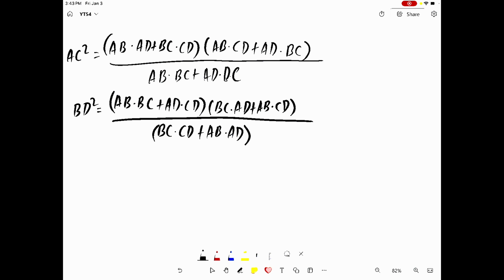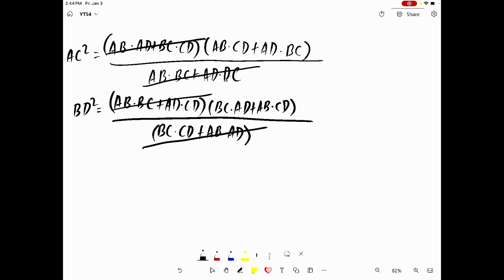Now we're very, very close to getting the full theorem. All we have to do is multiply the two equations. So we'll have AC squared times BD squared, and if you look in the numerator of AC squared, there's going to be AB times AD plus BC times CD, which is the same thing as the BD squared denominator. So that's going to cancel out. So those two are going to cancel out. And then the AC squared denominator is also going to be in the BD squared numerator.